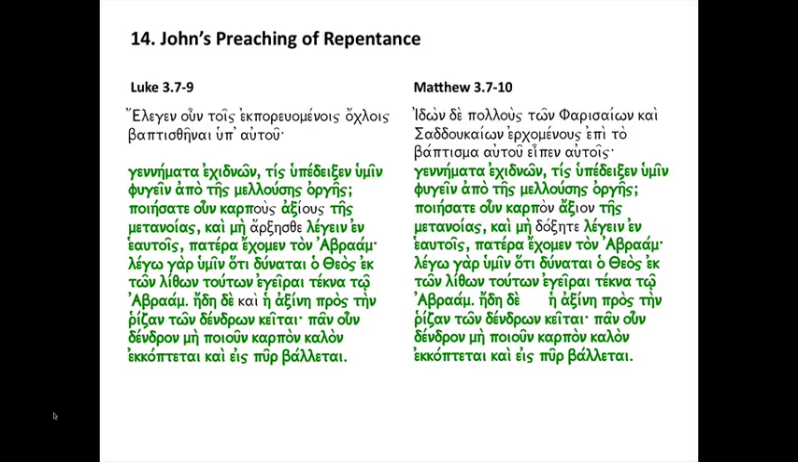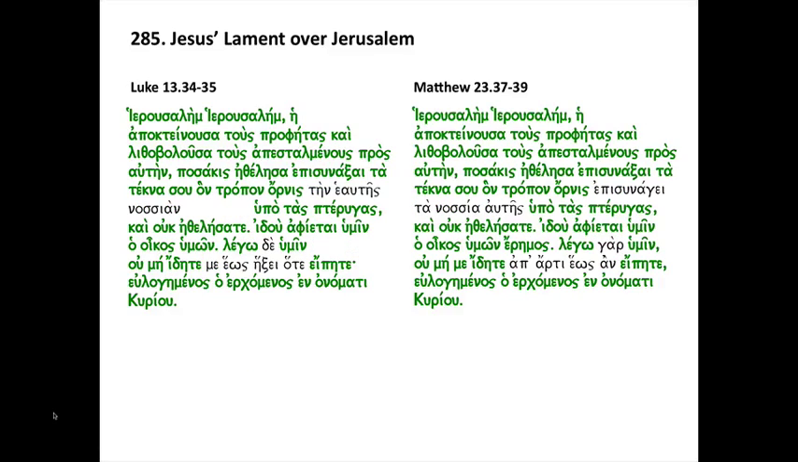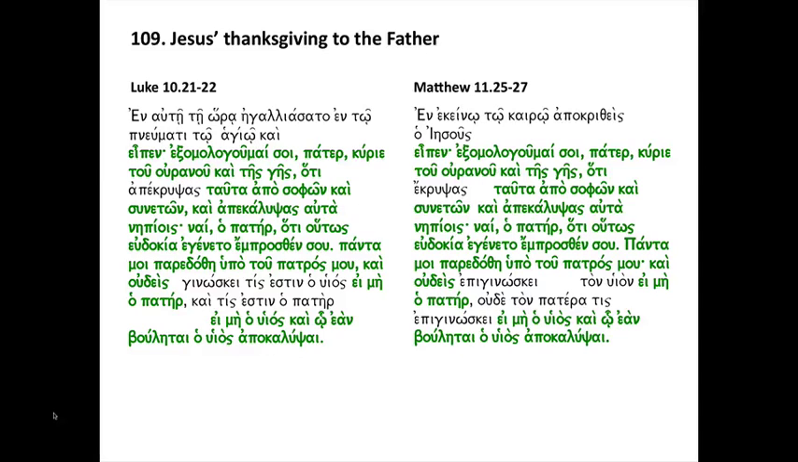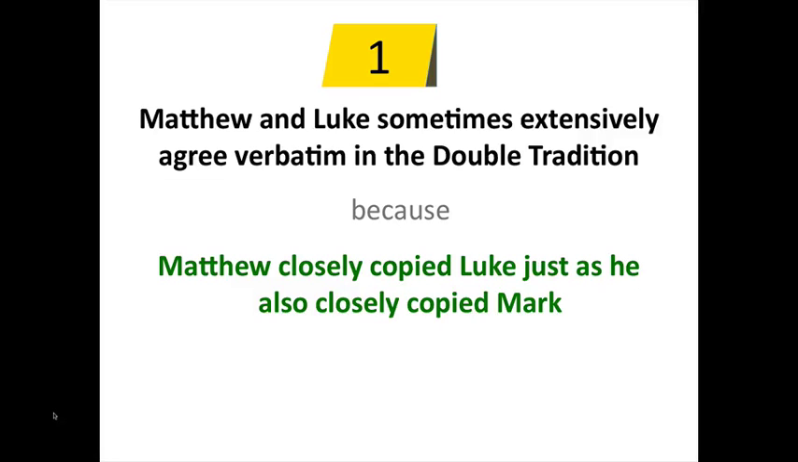And that would provide a very credible explanation for these very high agreement passages. Matthew and Luke agree almost exactly. So, the first piece of data is that Matthew and Luke sometimes extensively agree verbatim in the double tradition, and the most probable explanation for that is that Matthew closely copied Luke, just as he also sometimes closely copies Mark.